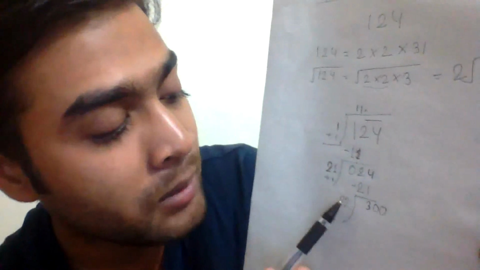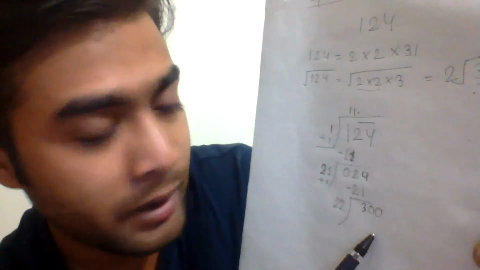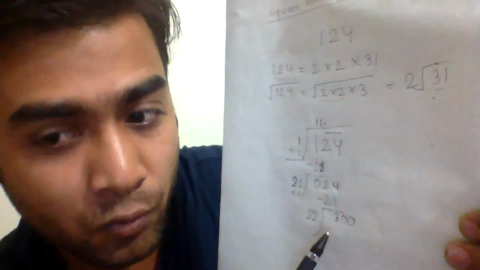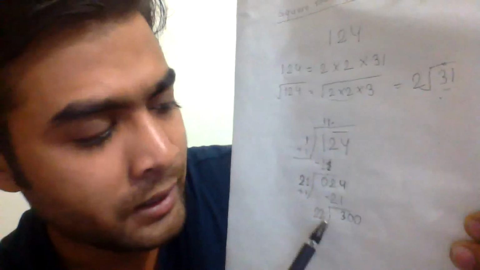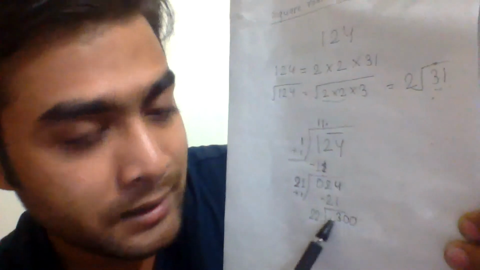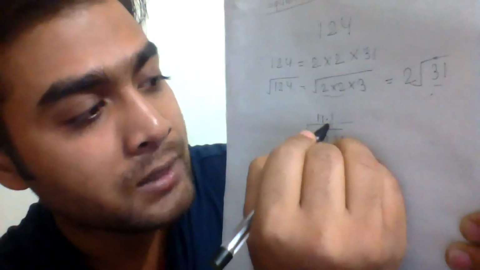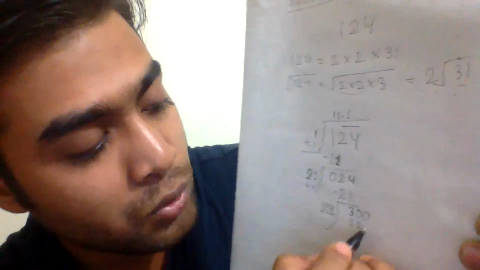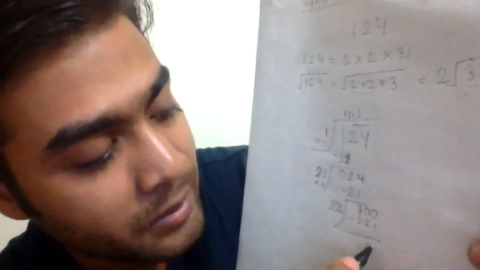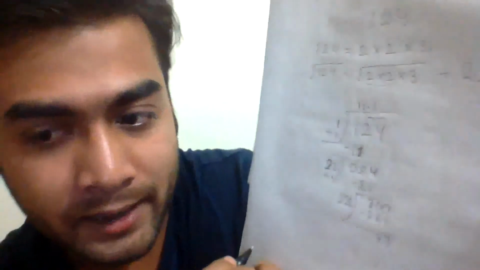So what could be the least number? Suppose I write 1 over here. The term which will come here will be equal to 221, which is of course smaller than 300. If I write 2 over here, I'll get 444, which is larger than 300. So I'll write 1 over here. I'll give quotient as 1, 2, 2, 1. I'll subtract the value. I'll get remainder as 79, right? Okay, I'm getting 79 as the remainder.